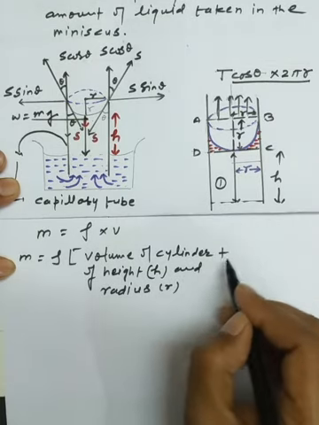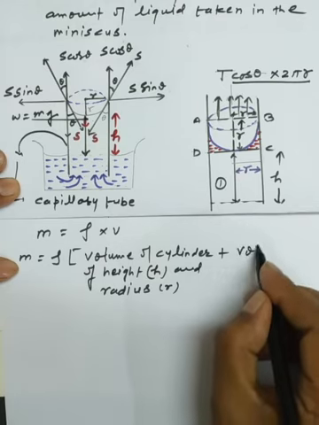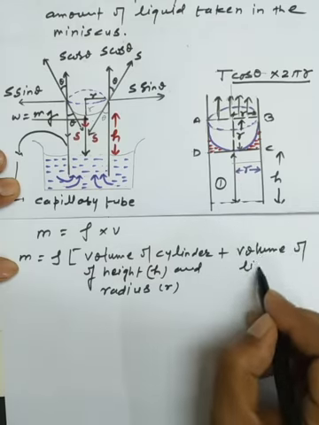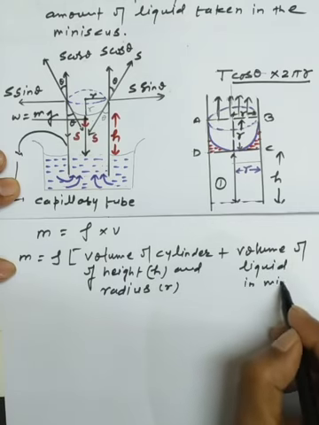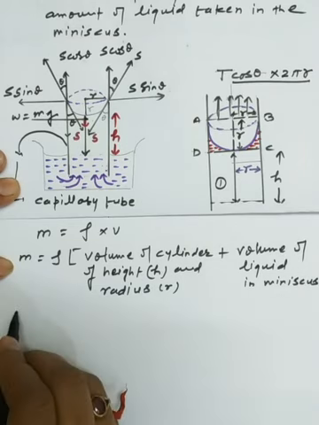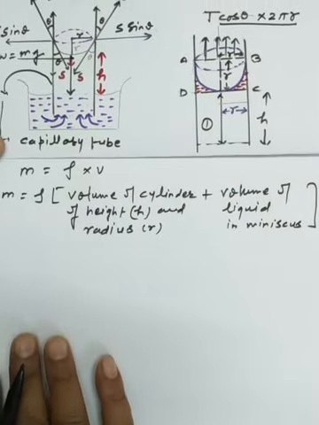Okay, plus volume of liquid in meniscus. So how can we discuss it? Further, I am just splitting out some basic formulas as per the geometry.